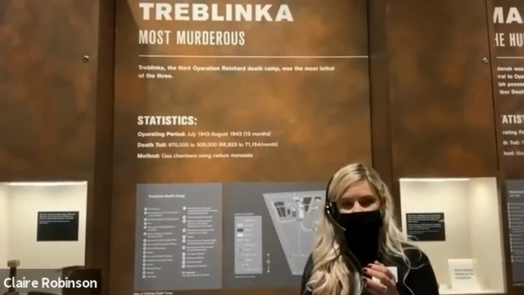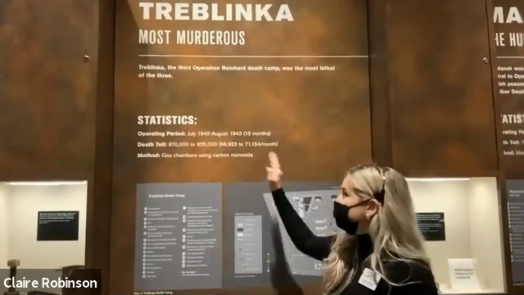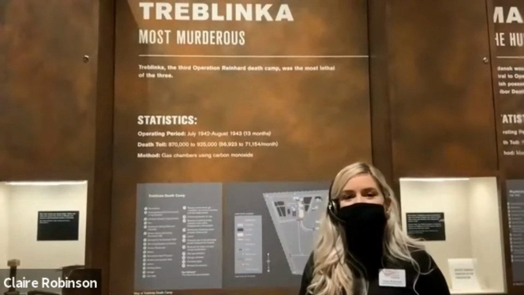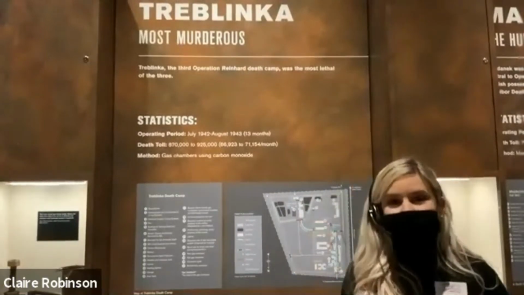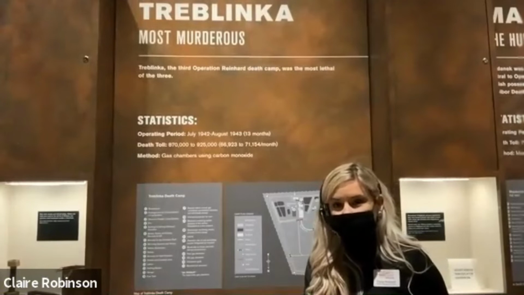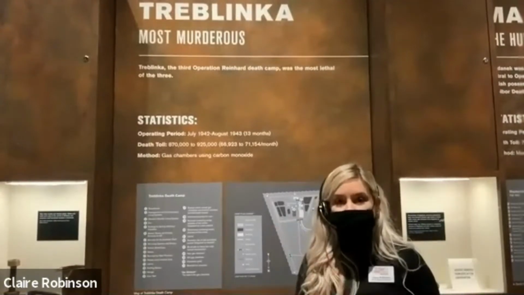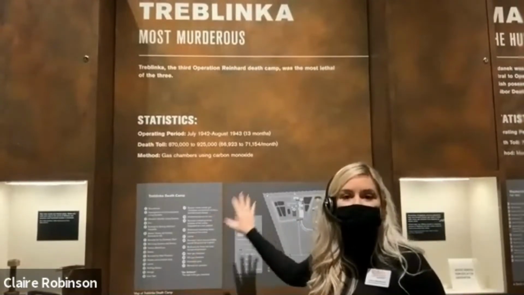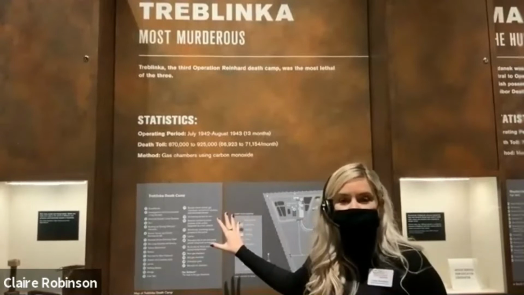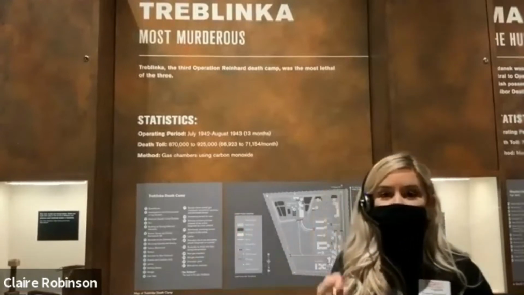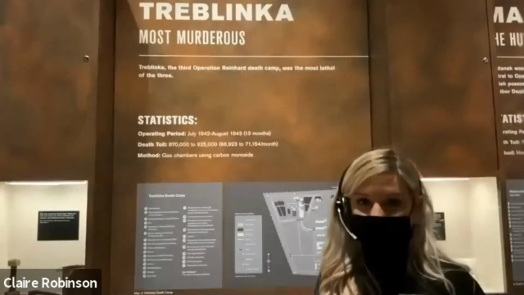If you do the math, which I could not do in my head, but if you do the math, break that down, that's about 70,000 people per month. 70,000 people per month were murdered at Treblinka. And there are only a handful of survivors to tell us the stories of what happened there.